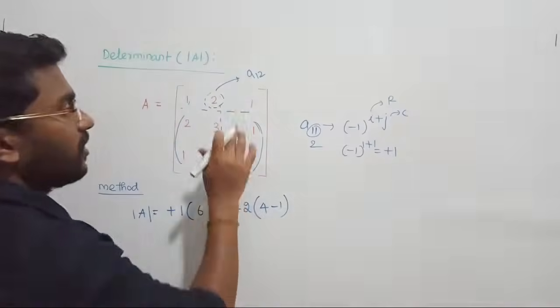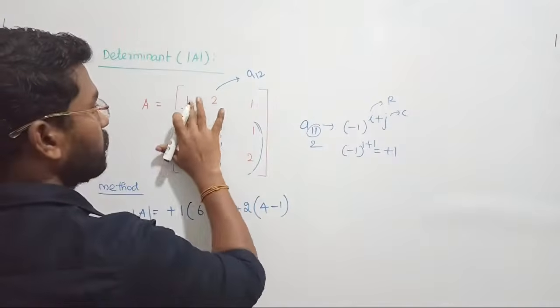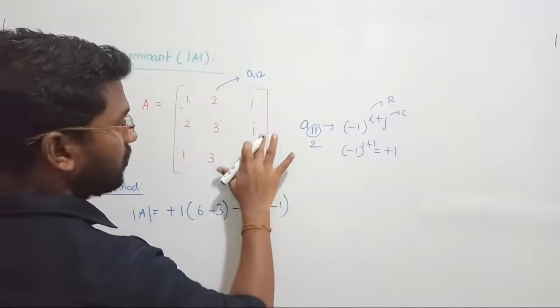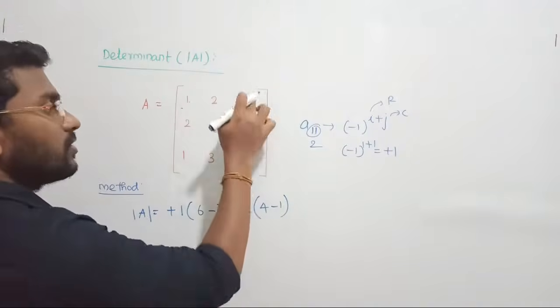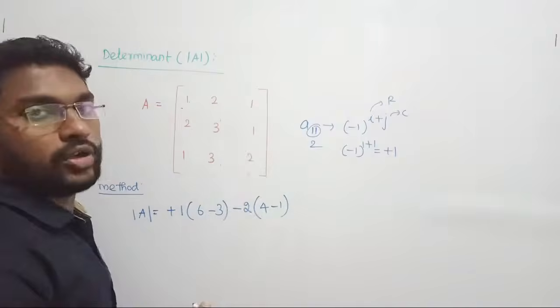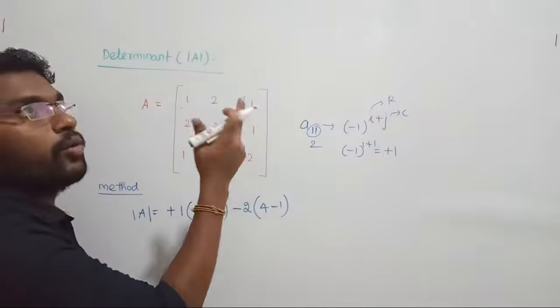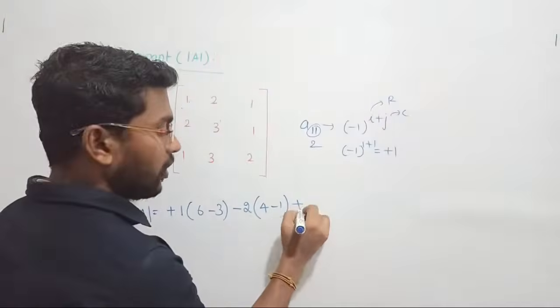Next, let us rub this one. Select the third variable, that is the third column, right? Let me rub all these things. Let's go ahead with the third one. Third one will be plus or minus? See that A11, A12, A13. 1 plus 3 is 4, an even number, so such that you will have plus.